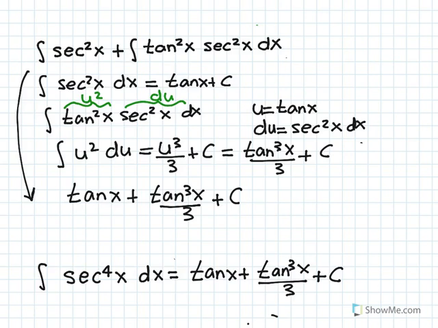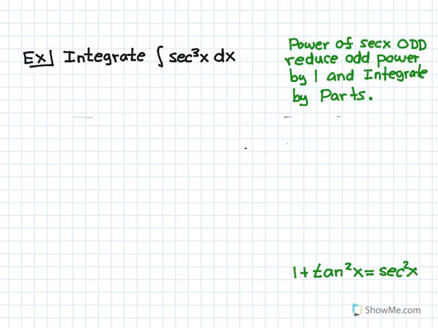All right, let's look at another example. Here we have the integral of secant cubed x dx. You will notice that the power of secant x is odd. So the general strategy is always reduce the odd power by 1. And in this case, we have to integrate by parts to solve this. So we have the integral of secant x times secant squared x dx. And we're going to integrate by parts. Choose u easy to differentiate. Choose dv easy to integrate.